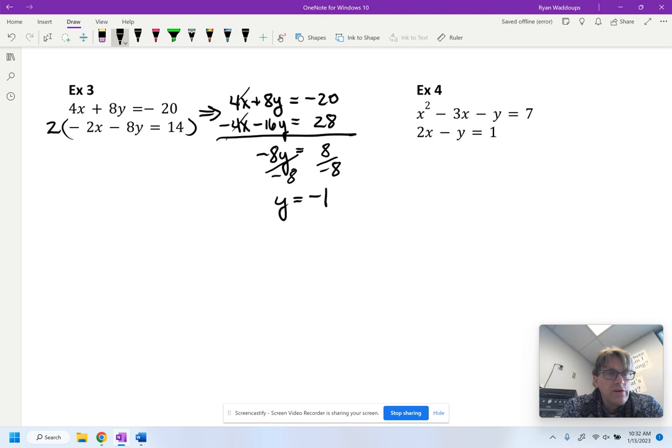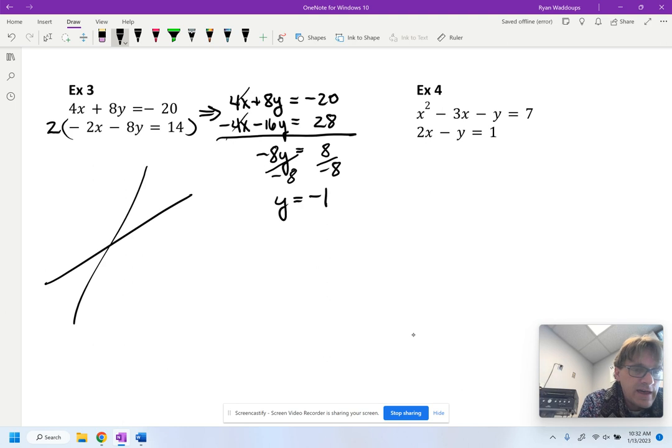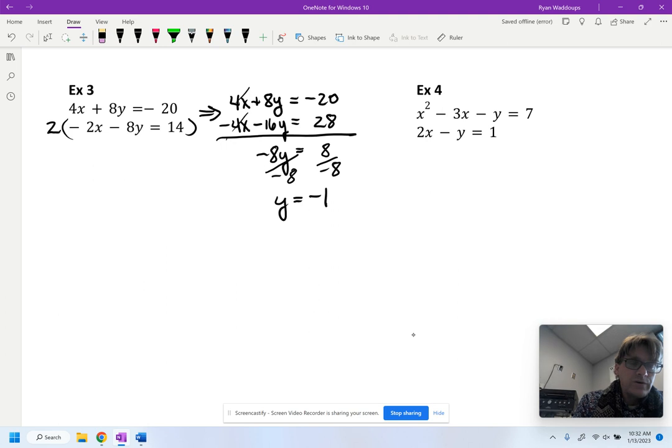Now, these were two linear equations. So when you have two linear equations, remember their graphs are lines, so you might have something that looks like that, and they're only going to intersect at one point. They can intersect at no points, in which case there would be no solution, but this is one where they do have a solution. So we know that y value.